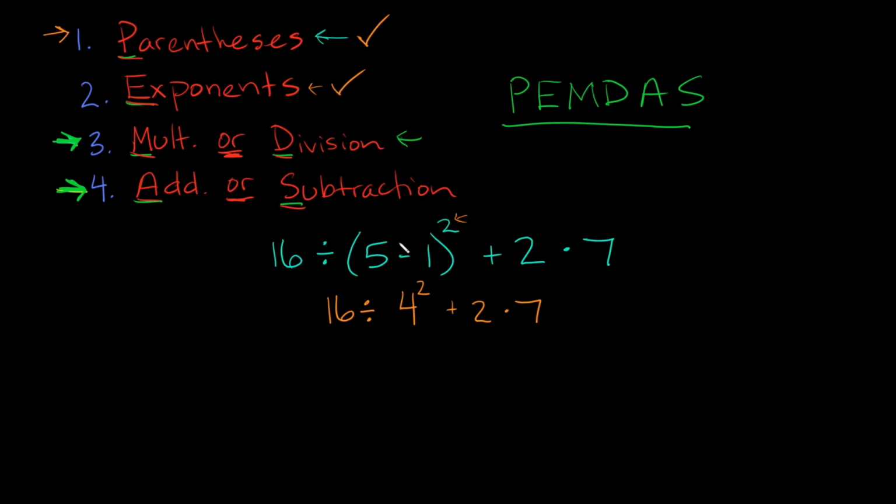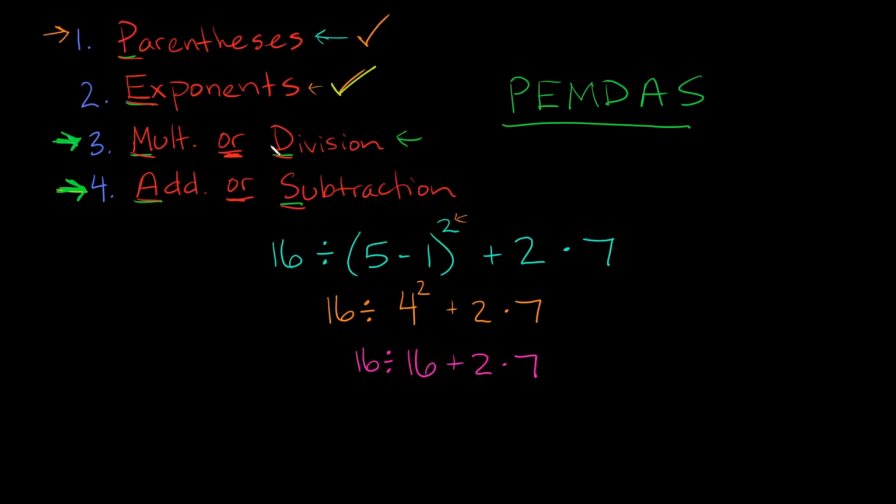Next step, exponents. Do we have any exponents? Sure do, right? We have this 4 squared right here. Okay, so that's the next part we're going to do. So what is 4 squared? 4 times 4 is simply equal to 16. Okay, so let's bring down the rest of our problem again. So we have 16 divided by, and then we have this plus 2 times 7, right? Okay, so we're done with the exponents, right?